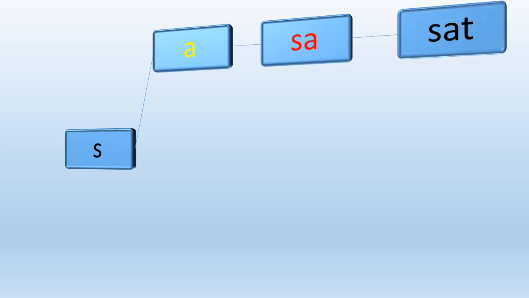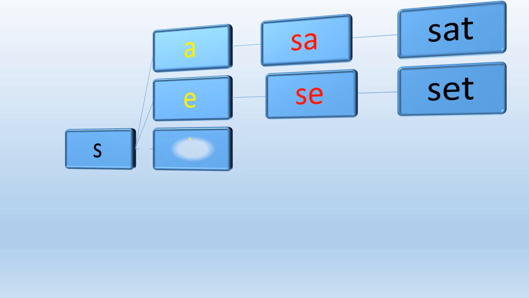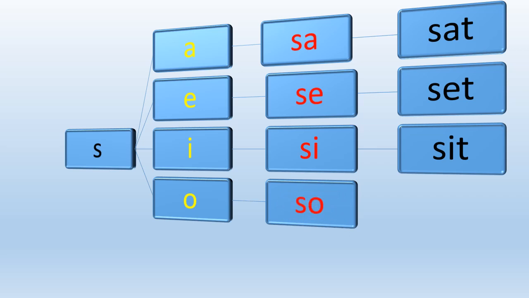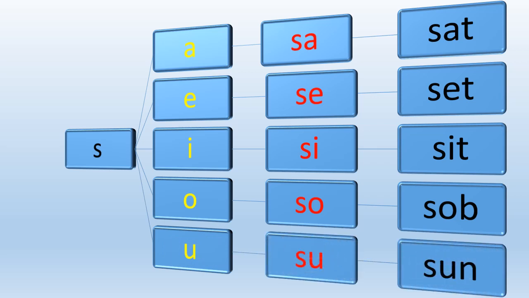The next letter is S. S, A, Sa, as in sat. S, E, Se, as in set. S, I, Si, as in sit. S, O, So, as in sob. S, U, S, as in sun.